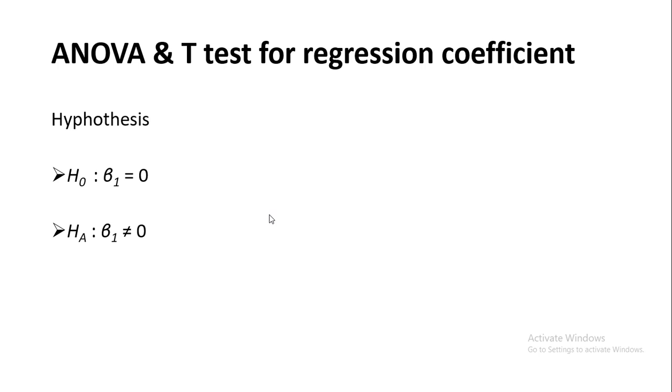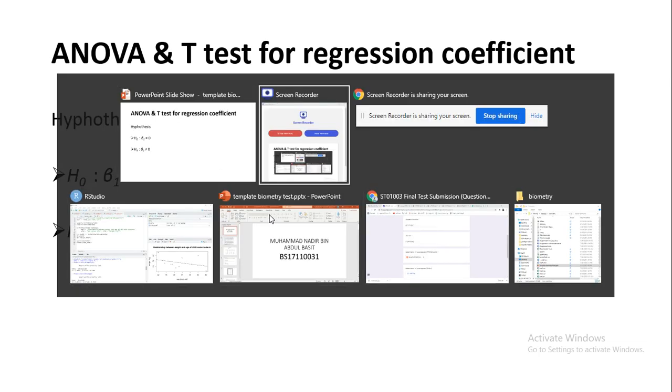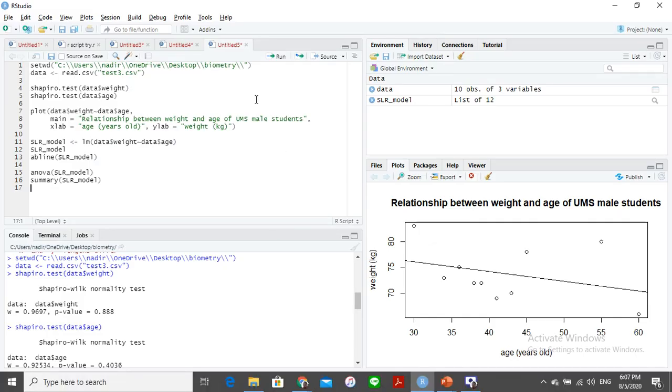So for both of these tests, the hypothesis is going to be, for the null hypothesis, the regression coefficient is equal to 0, and for the alternate hypothesis, the regression coefficient is not equal to 0. So I'm going to show you the RStudio to run this test. So first of all, we need to set a working directory using this script, and then we need to read the file with our data using this script.